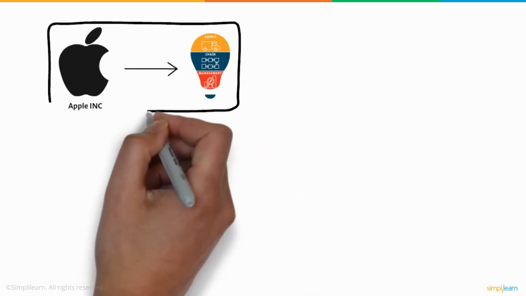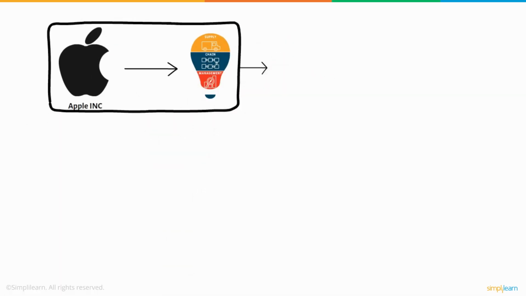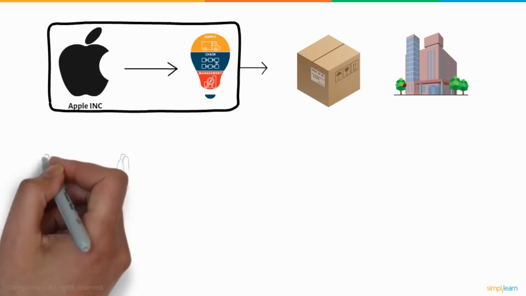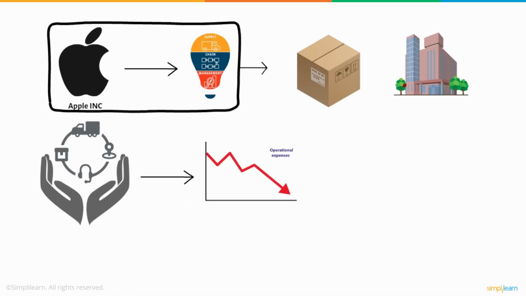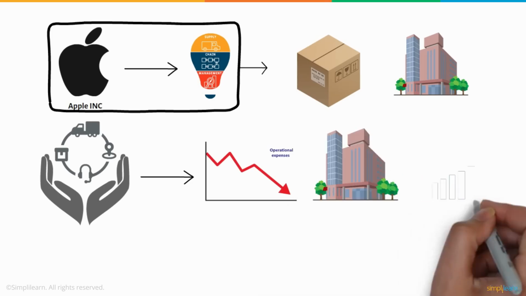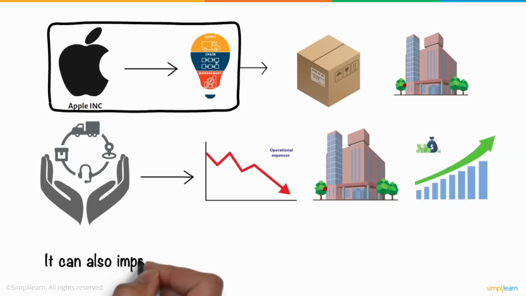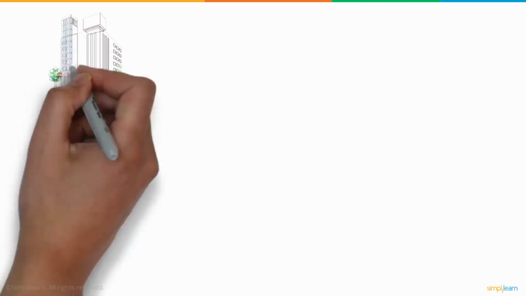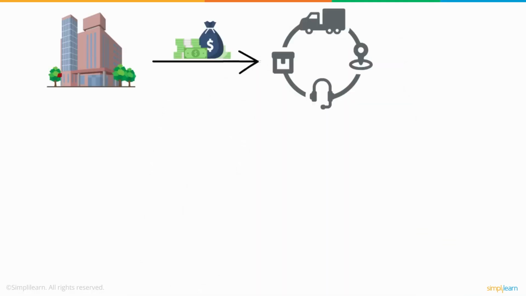With the help of an Apple Inc. case study, we explored how a supply chain management strategy can be established. This domain of business management is crucial for any product or service-based company in the long run. A well-managed supply chain can lower operational expenses, allowing a firm to gain more profit. It can also improve corporate brand recognition and customer service. Hence, companies invest a great deal in their supply chain.